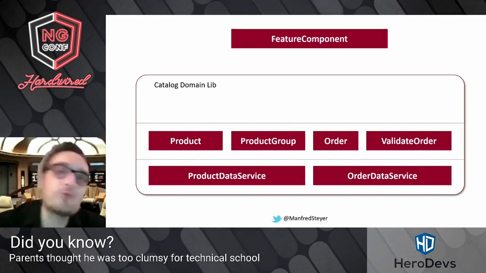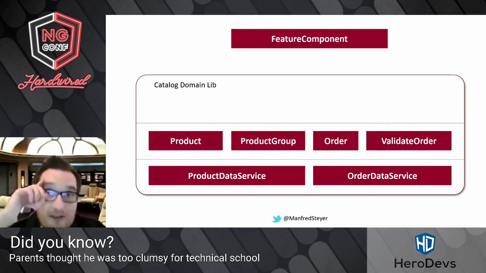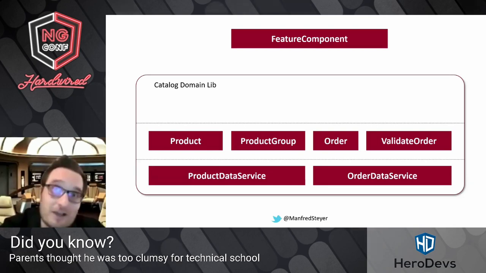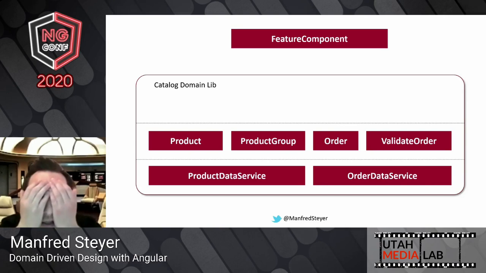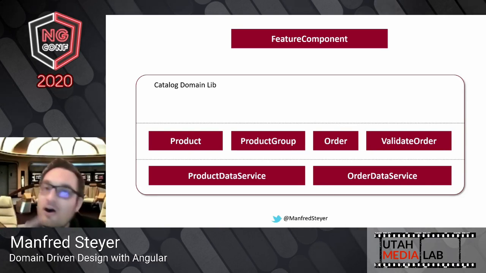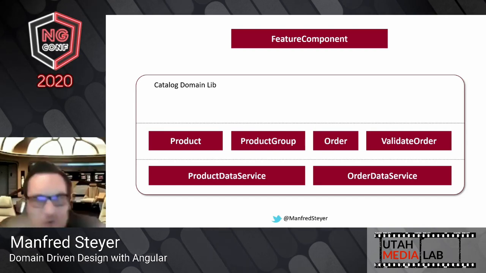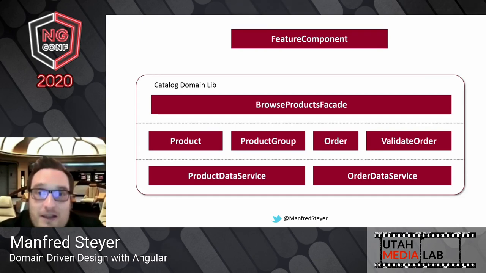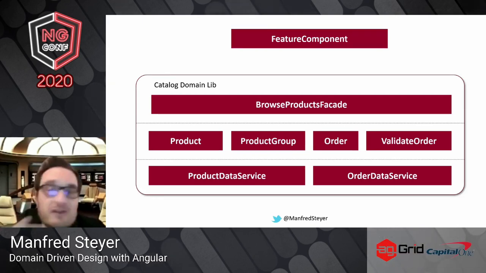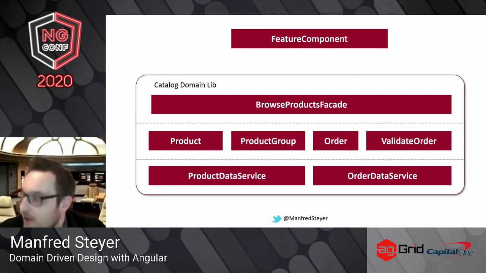And now if you write a feature component, a smart component for a use case, the author of this component will say, oh my, I have to concentrate on all of this and all of these details. I don't want to know all those details. I just want to know what I need for my feature. And so the idea is to introduce a facade which shields the details of the domain, which just exposes everything you need for just one use case.